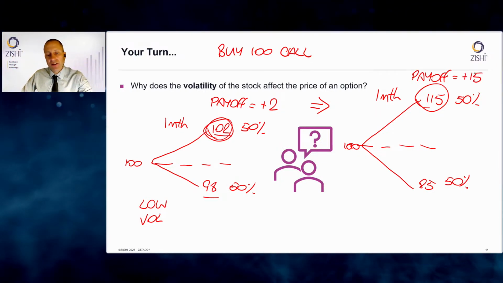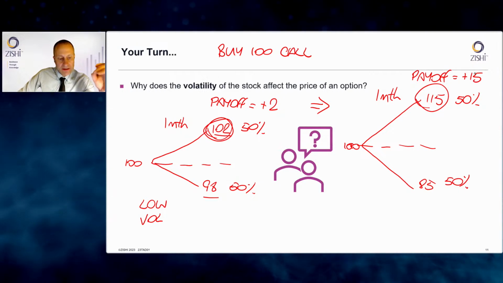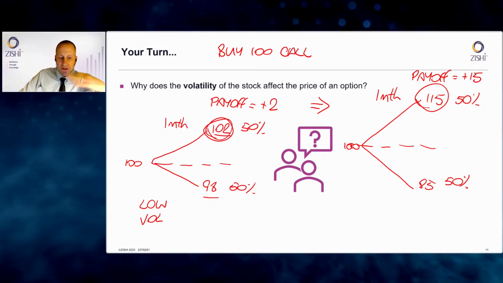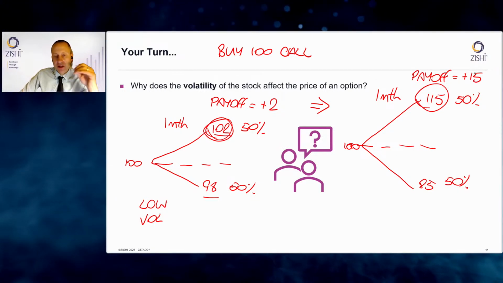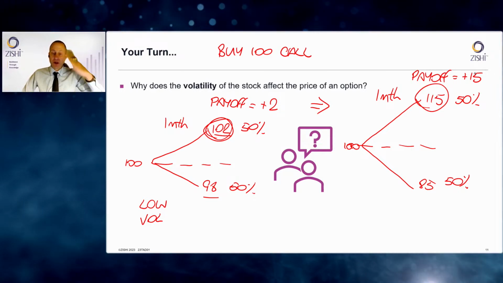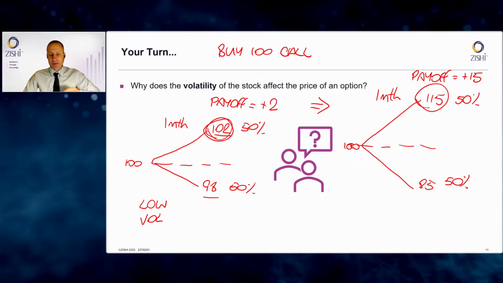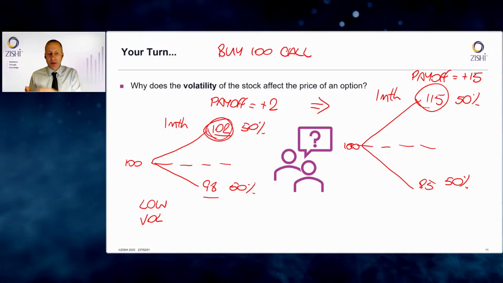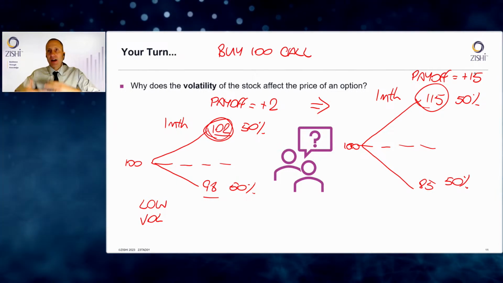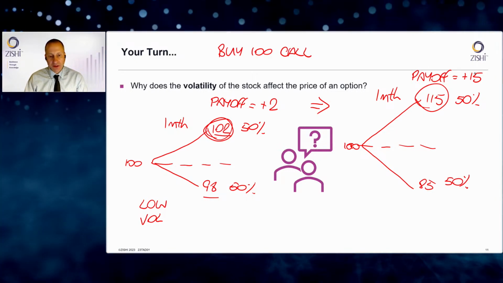So higher volatility does not say anything about the probability of moving up or down. It just says if we do move up and down, we move further. And therefore, we give an option the ability to generate higher positive payoffs if it moves into the money.